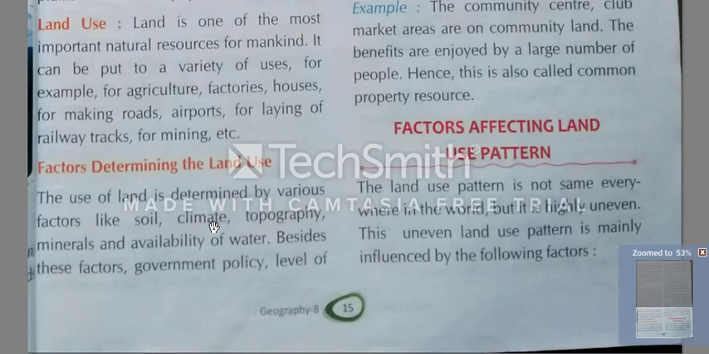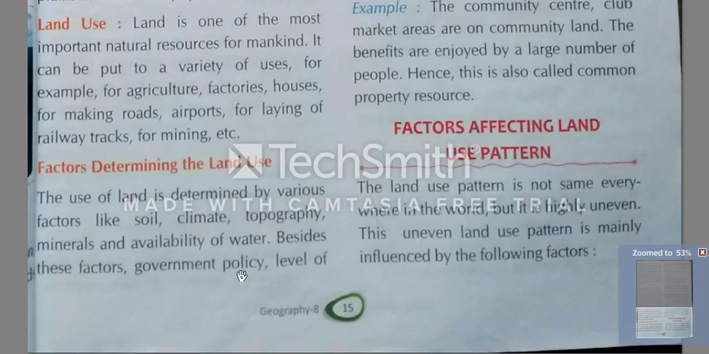Next is climate, and another is topography. What is topography? Topography means sthalakriti. Before this chapter I think I have also explained to you about topography. Minerals and availability of water, these are all factors which are very useful for land use.